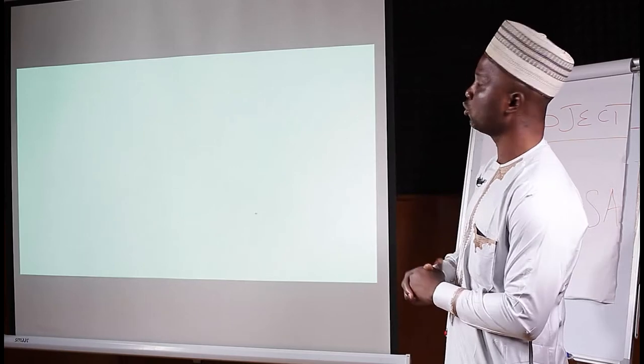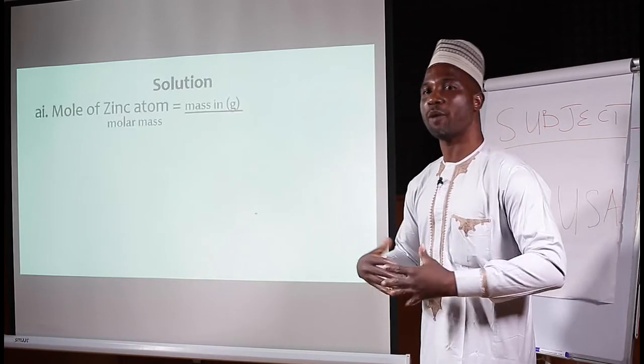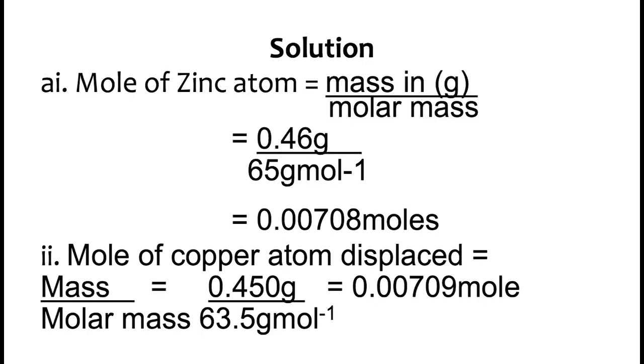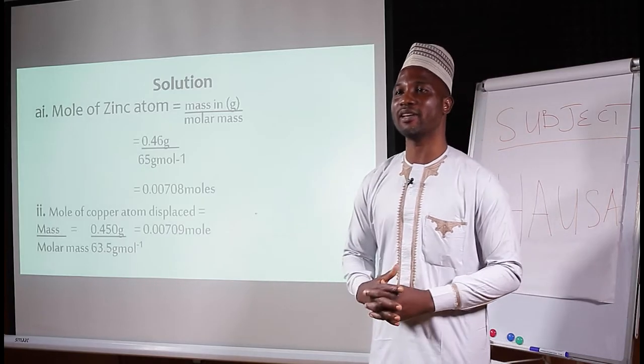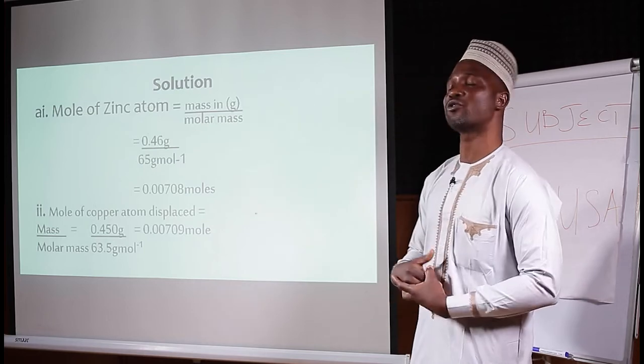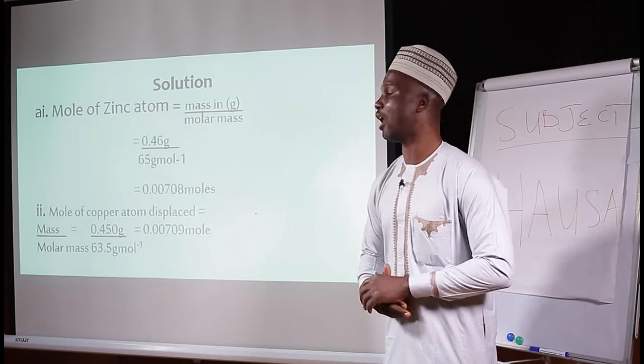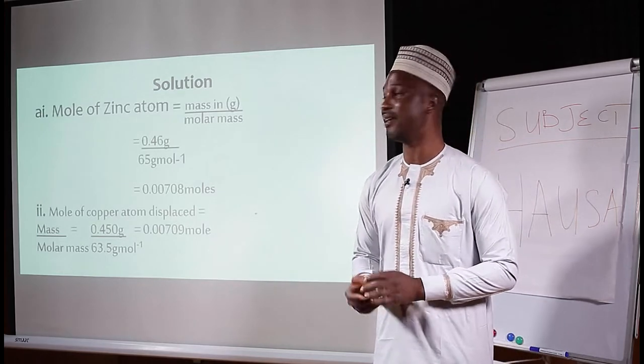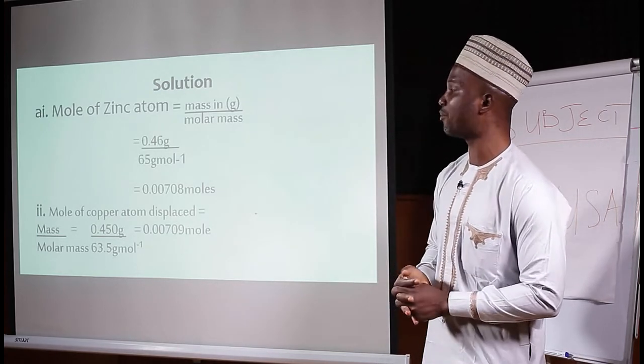Now, if you look at what we have said earlier, stoichiometry is just how to write a balanced equation. My wonderful students, looking at the solution, we'll be calculating the number of moles of zinc. Remember in my formula I said number of moles is mass in grams over molar mass. From our question, we are given 0.46 grams of zinc, and the molar mass or atomic mass of zinc, as the case might be, is 65 grams per mole.